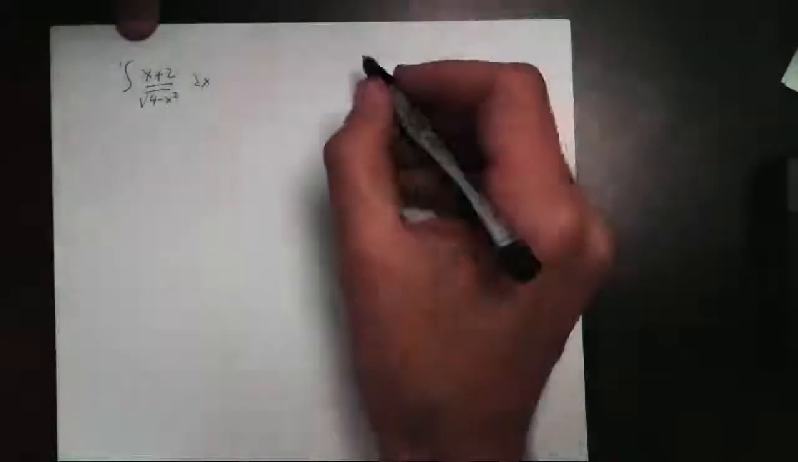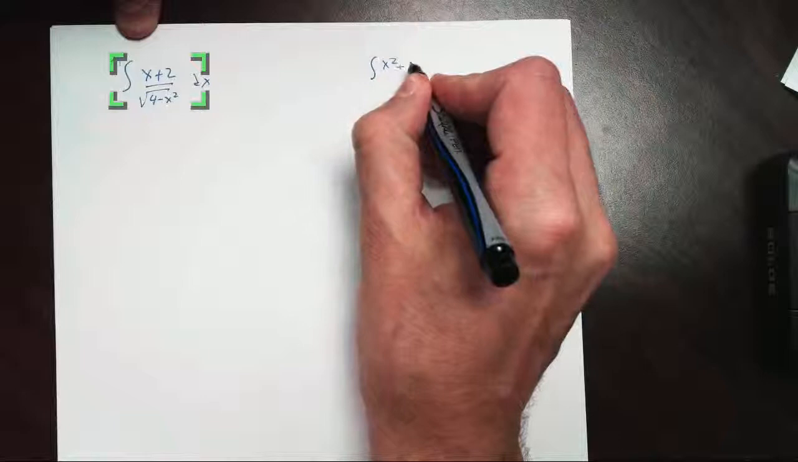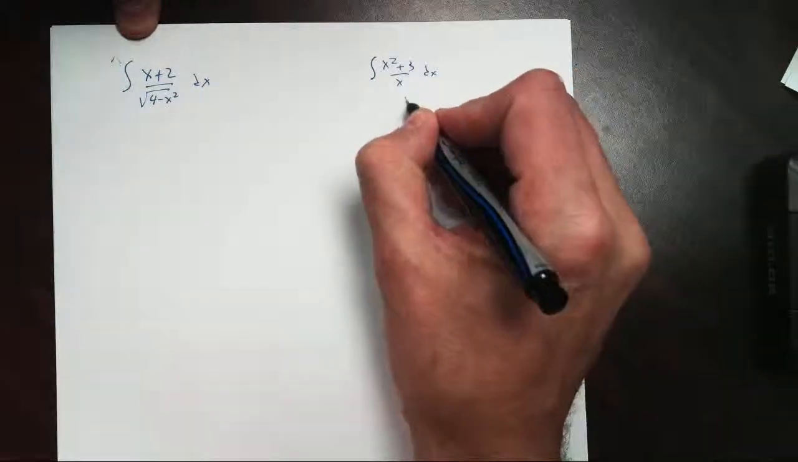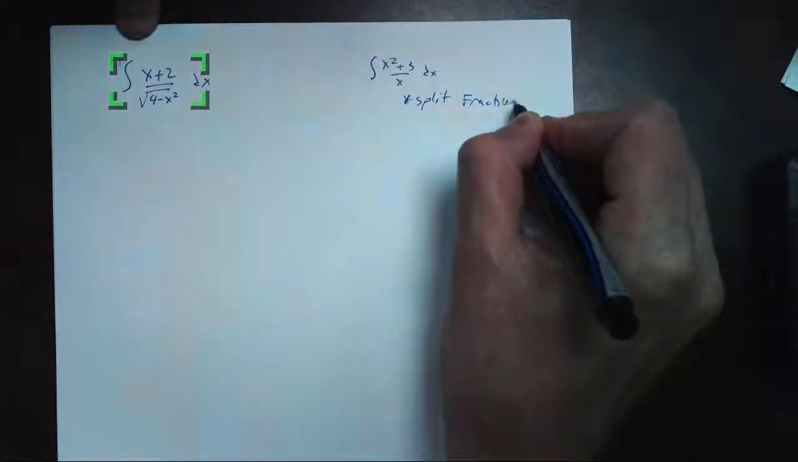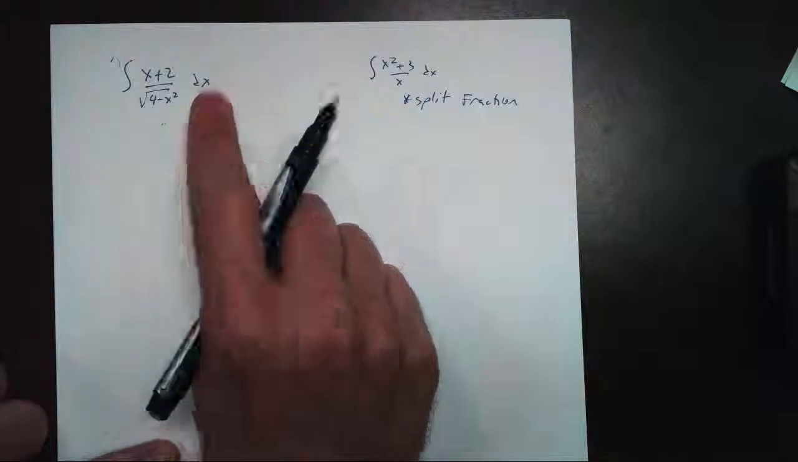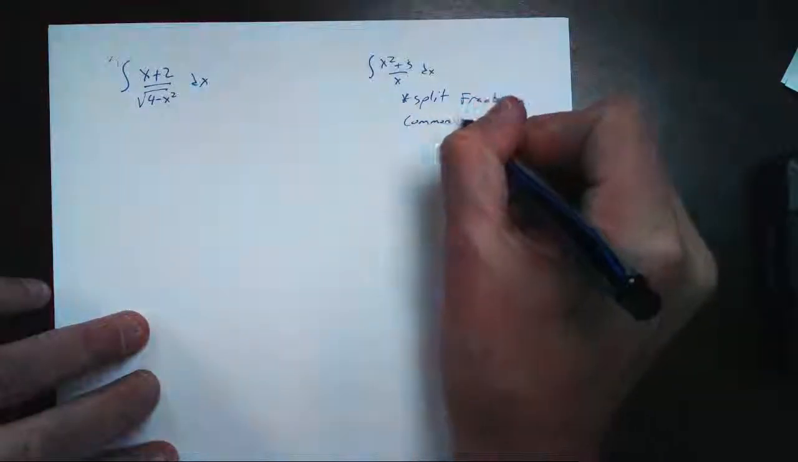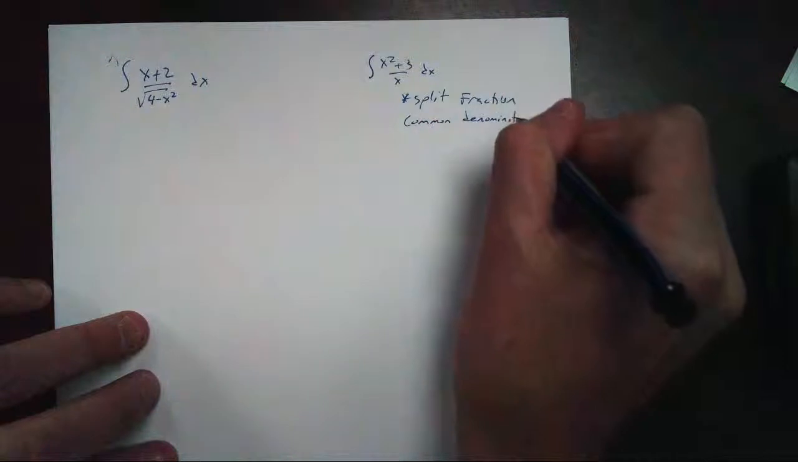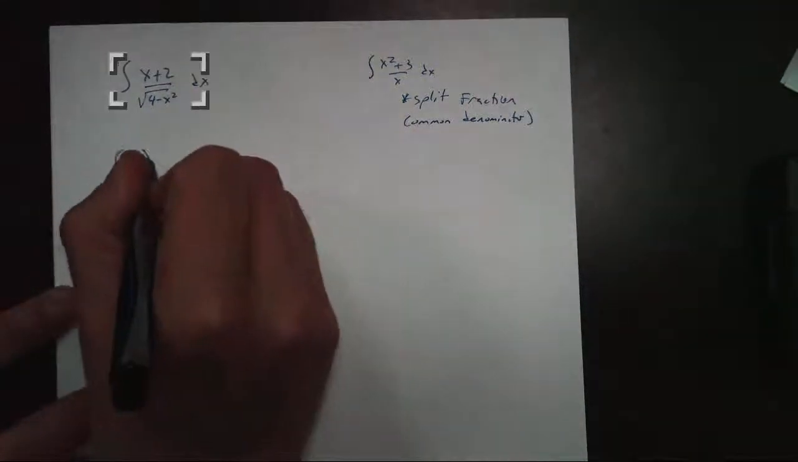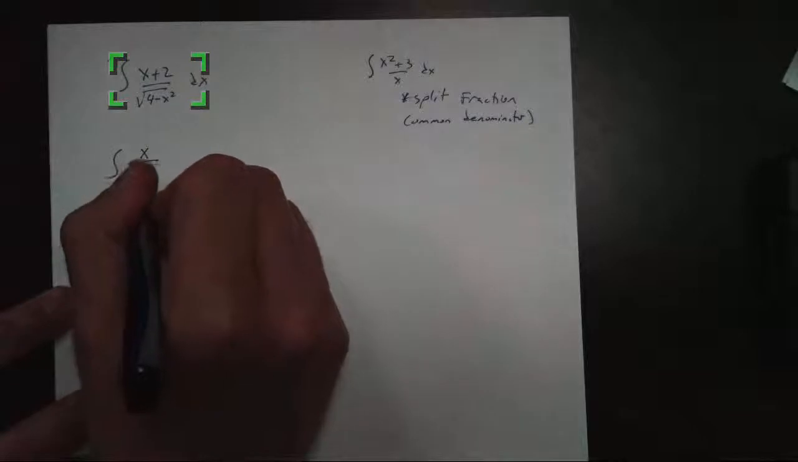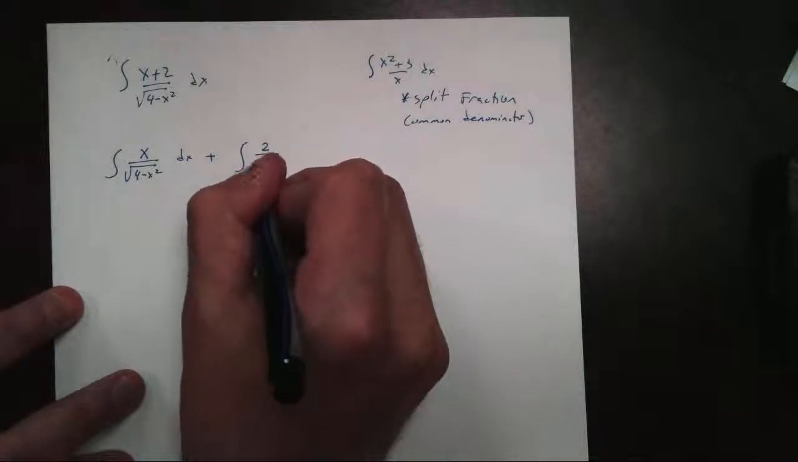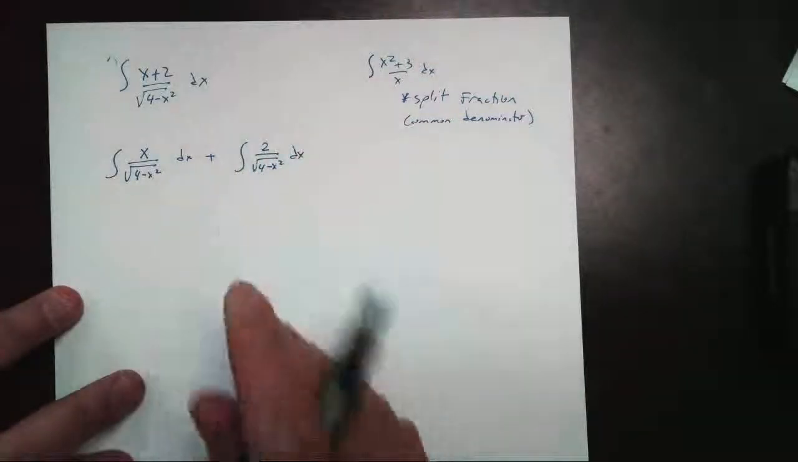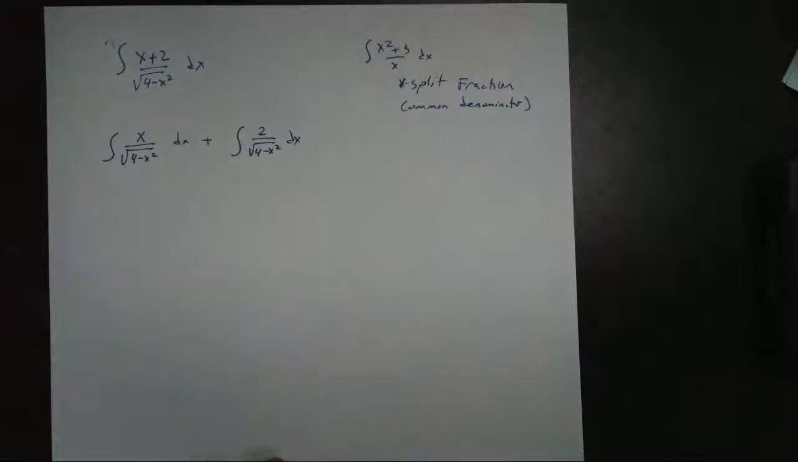Well, we did a problem like this earlier this year. You might remember if we did something like x squared plus 3 over x dx, we would split the fraction because I have a common denominator. And that's exactly what we're going to do here. I have a common denominator, so I'm going to split the fraction. And I can rewrite this as x over the square root of 4 minus x squared dx plus 2 over the square root of 4 minus x squared dx. I can split my fraction, just like we can split an atom. Not as detrimental to our health, though.